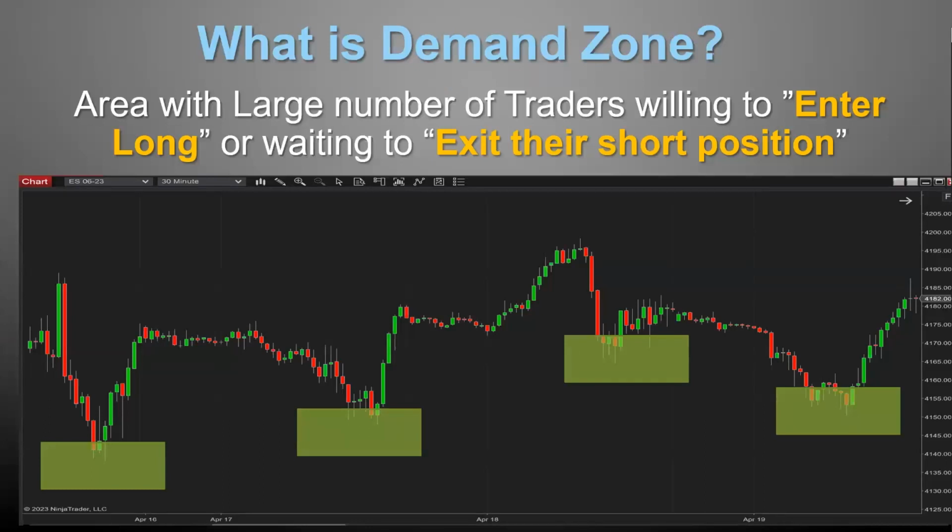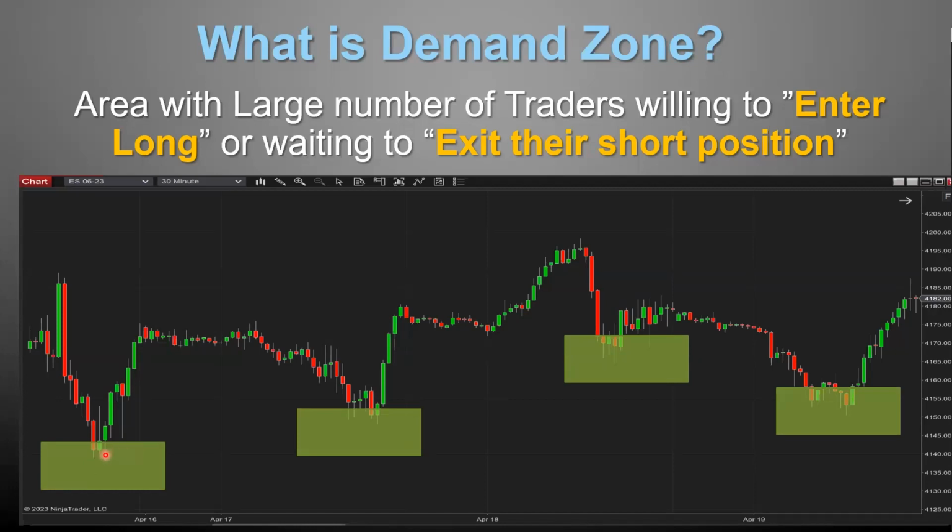A demand zone is an area with a large number of traders who are willing to enter long. Okay, I think everybody knows that. But there are also traders that want to exit. So think about it this way: let's say you're down here and you're convinced the market's going to move up. In order to profit from that, you've got to pull the buy button. So you've got to enter long in here.